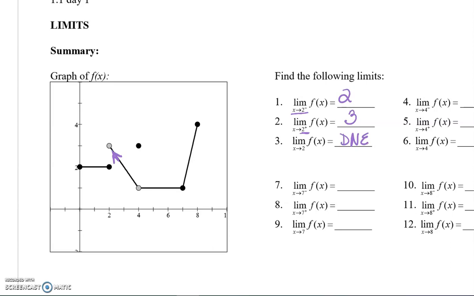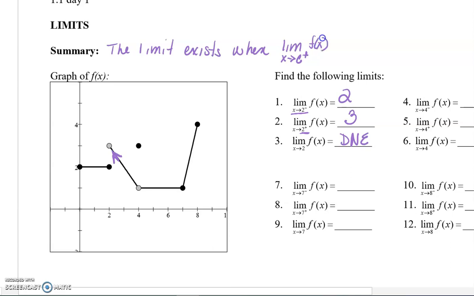So for a limit to exist, the limit exists if and only if, but I'll simplify that to a when, the limit as x approaches some value c from the right of f of x, and I'm going to use proper notation, you need that f of x, you cannot drop that off, equals the limit as x approaches c from the left. If that is true, then I can say the limit exists.